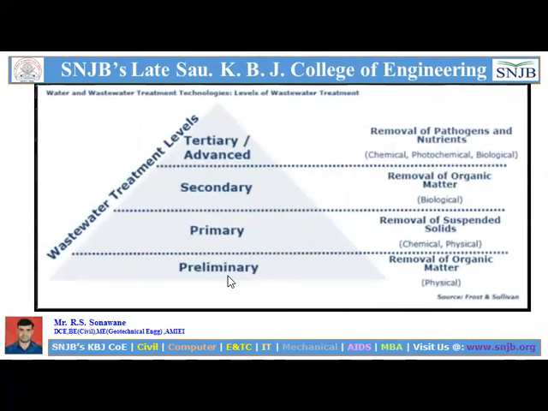So what stage, or what type of treatment is going on in a particular wastewater treatment plant? In the preliminary stage, there is physical removal of matter, that means screening, so floating matter can be removed. In the primary stage, removal of suspended solids, which may be chemical and physical also. Then the secondary stage, with the removal of organic matter biologically, that means the activated sludge process.